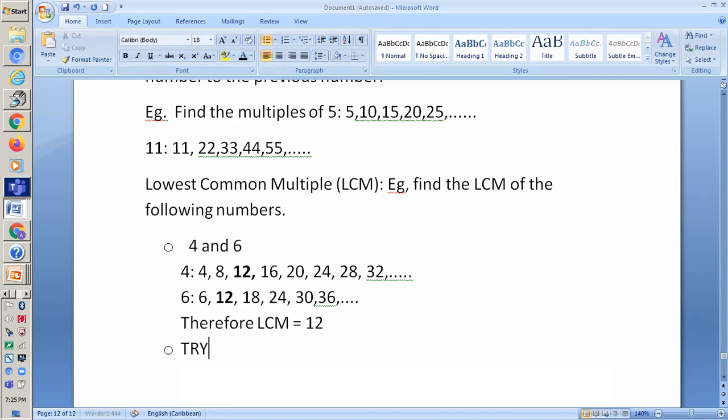All right, try something. Find the LCM of 6, 9, and 15. What's the LCM? Let me give you about 3 minutes to do that.